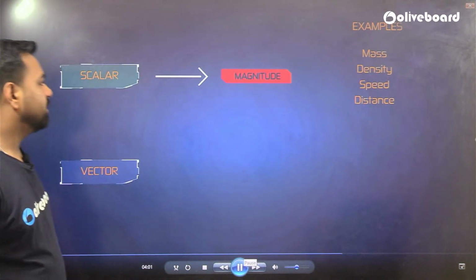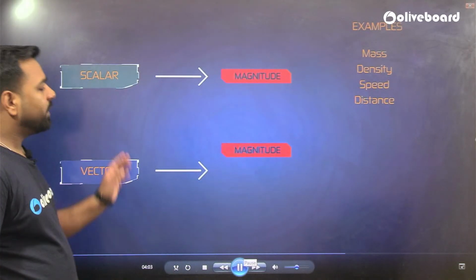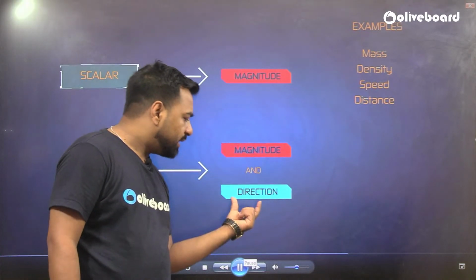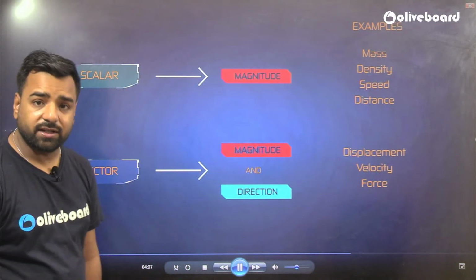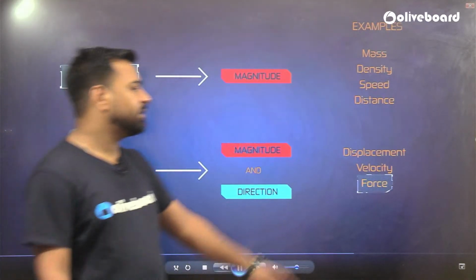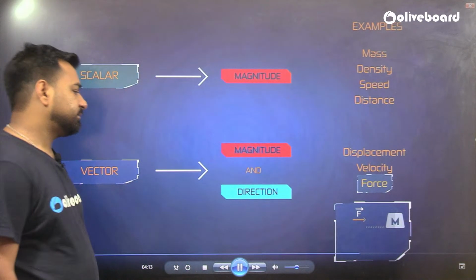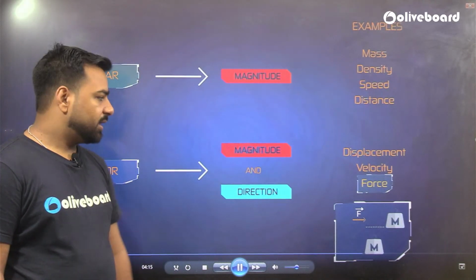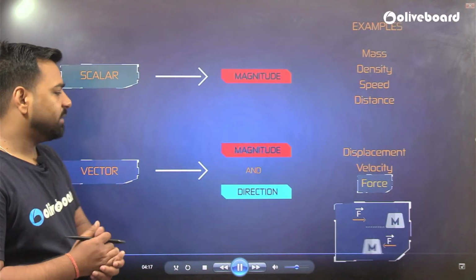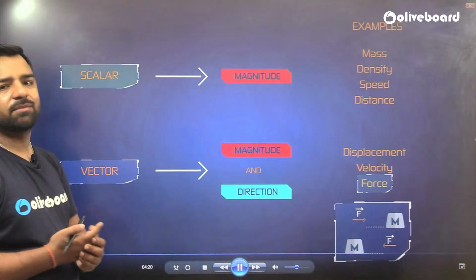What if we are talking about the vector? So a vector involves both magnitude and also the direction. For example, displacement is the perfect example. So displacement, velocity, force, these are the examples of vector quantities. If you have any doubts or queries, you can ask me here because I want to explain something now.